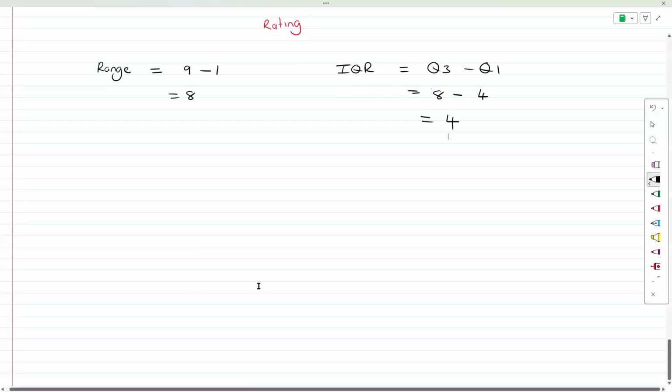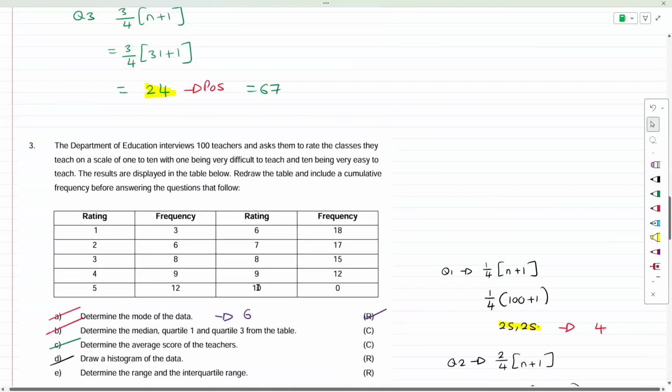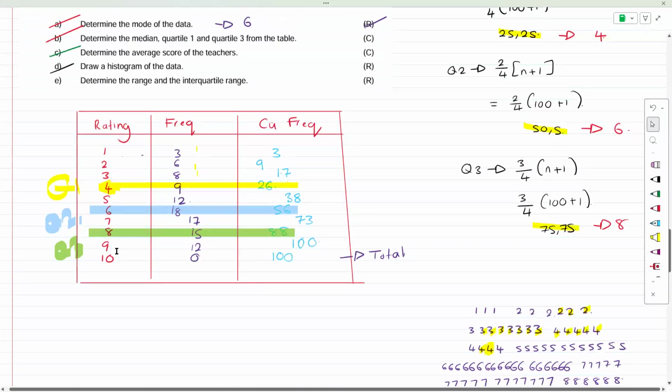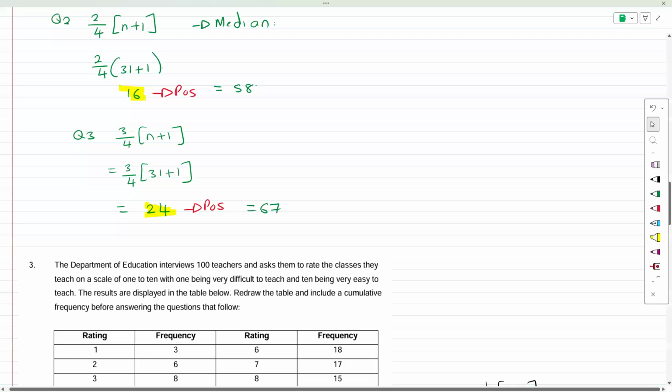So again, the only part I would think you guys struggled with was Q1, Q2, and Q3. But this can be practiced. We can do lots of examples like this.